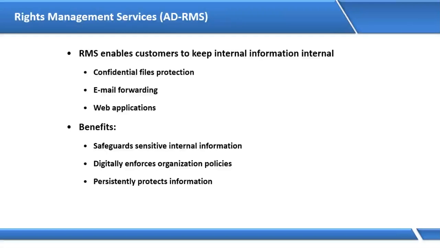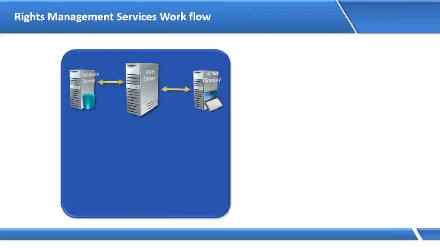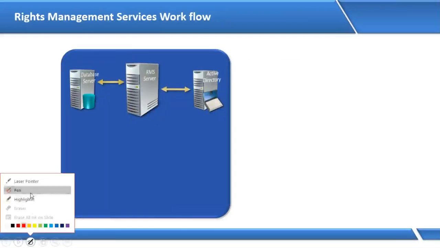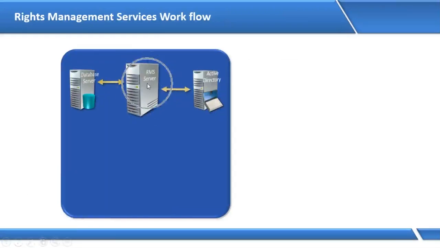So I will show you one. I have one diagram here. Please try to understand by the help of this diagram how it's working here. Now, we have three servers here. One is the Active Directory server, that is my DC, and one is my RMS server, right? And one is my database server. Database server means my web server, for example.